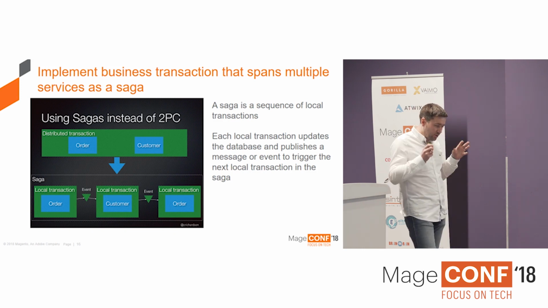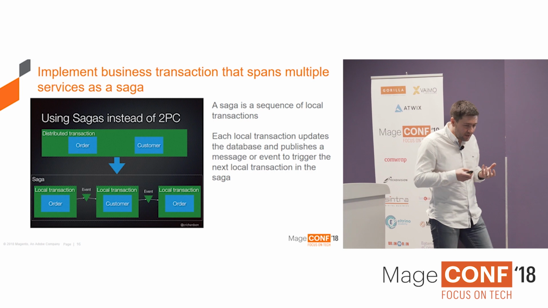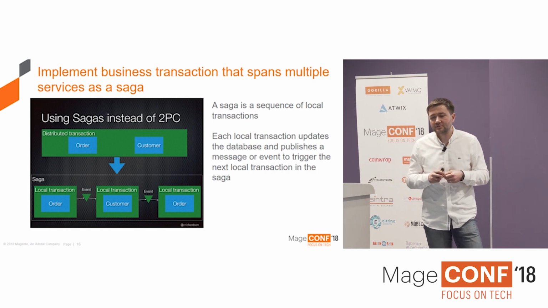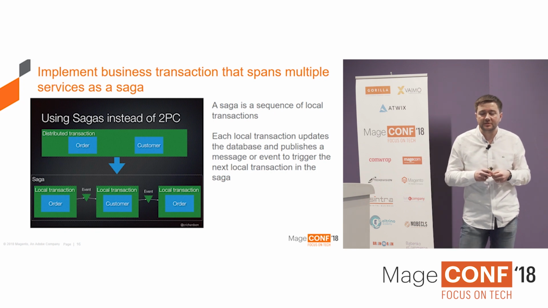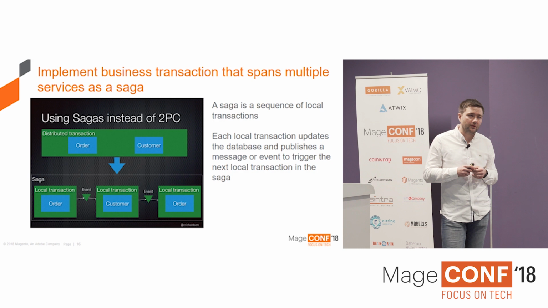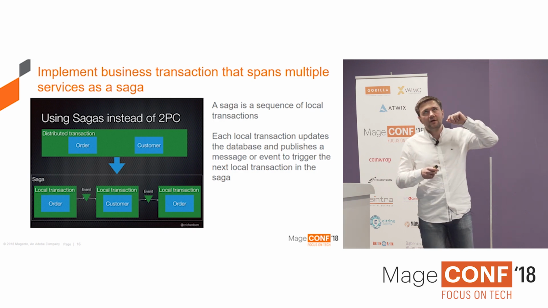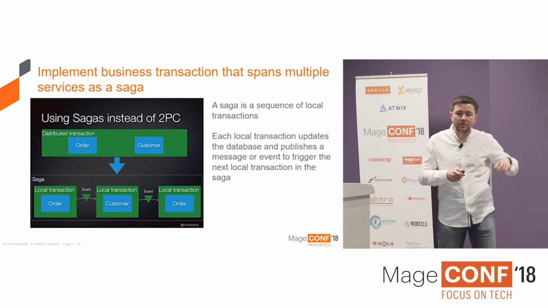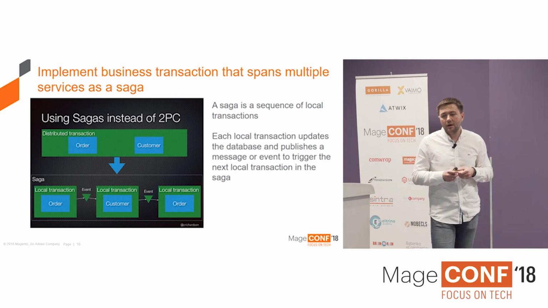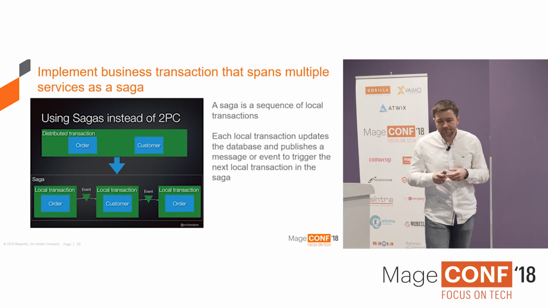So what we actually recommend, and what we are going to do, is implement the business transactions that span multiple services as a saga. The saga is a sequence of local transactions, and after completion, each of the local transactions issues some event or publishes a message into the queue.